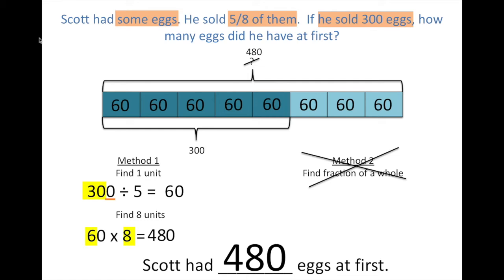The main thing I want you to see here with this word problem is that since you don't know the whole amount, you don't know the total, you were not able to use method 2, which is finding a fraction of a whole, because you didn't know what the whole was. You had to solve this word problem using the unit method.